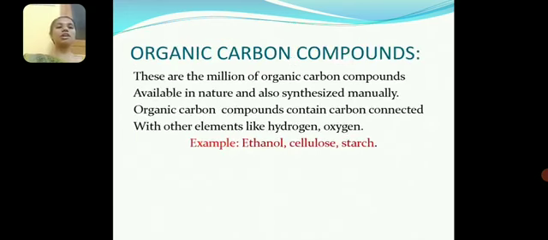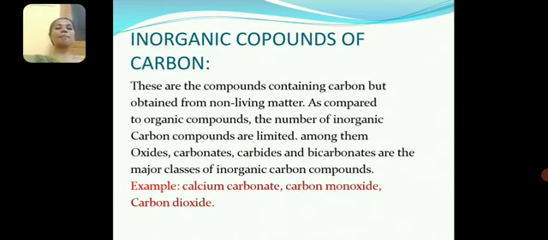Organic carbon components. There are millions of organic carbon components available in nature and also synthesized manually. Organic carbon components contain carbon connected with other elements like hydrogen and oxygen. Examples: ethanol, cellulose, starch. Inorganic components of carbon are components containing carbon but obtained from non-living matter. The number of inorganic carbon components is limited. Among them, oxides, carbonates, carbides and bicarbonates are the major classes. Examples: calcium carbonate, carbon monoxide, carbon dioxide.